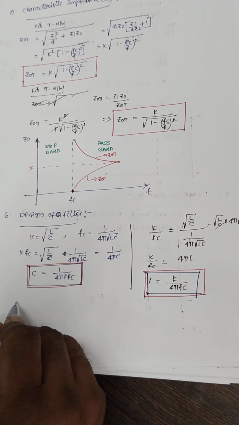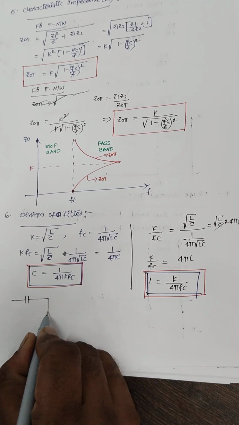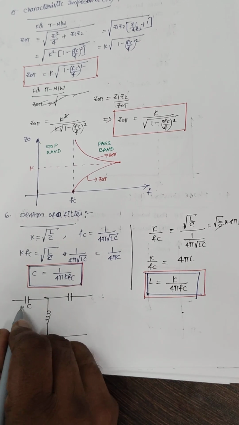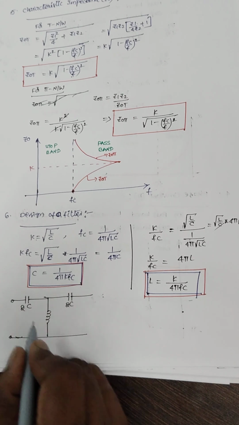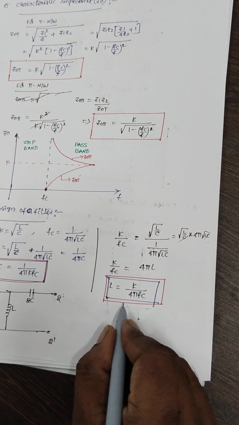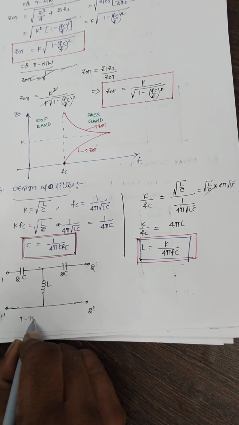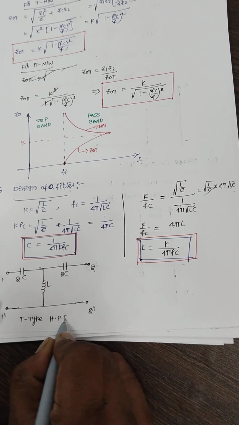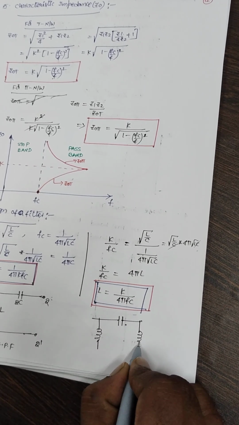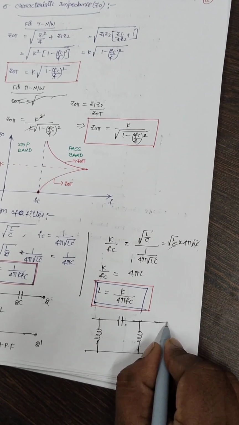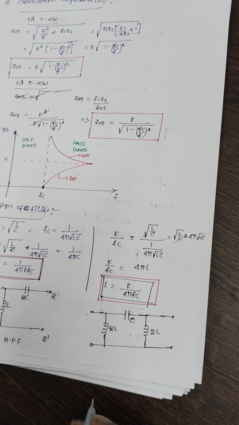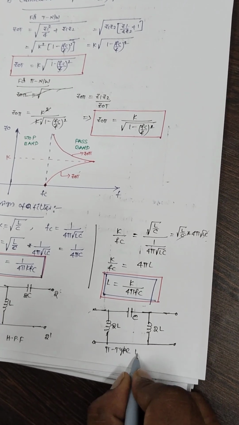For the T type high pass filter, the value of C has to be substituted: the series arms are 2C, and the shunt arm is L. Next, in the pi type, the L value here needs to be substituted: the shunt arms are 2L, and the series arm is C. So this is the pi type high pass filter.